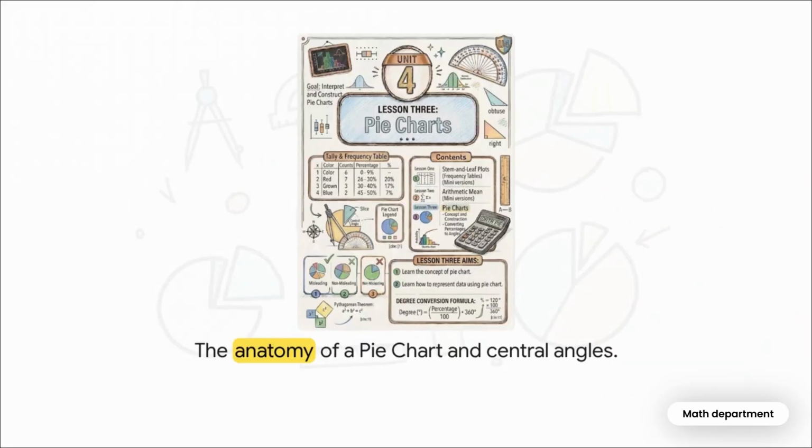Think of a pie chart as a circle divided into slices, or what we call sectors, based on how your data is distributed. Each slice originates directly from the center point of the circle, creating what's known as a central angle. It's a pretty simple relationship. The bigger the share of the data, the wider that central angle becomes.